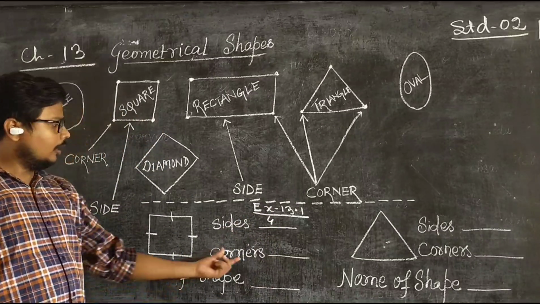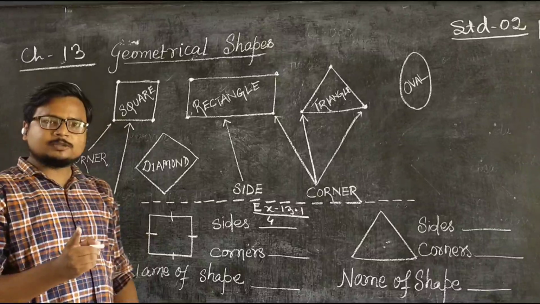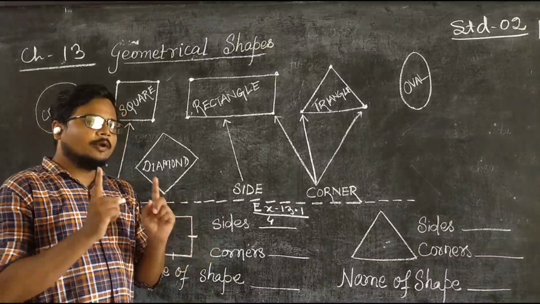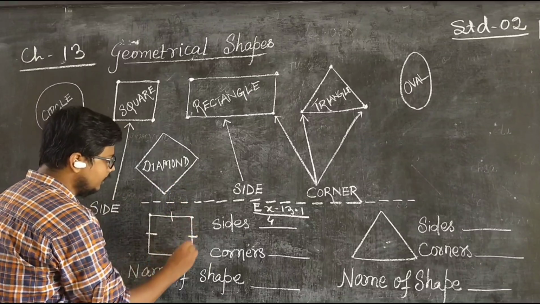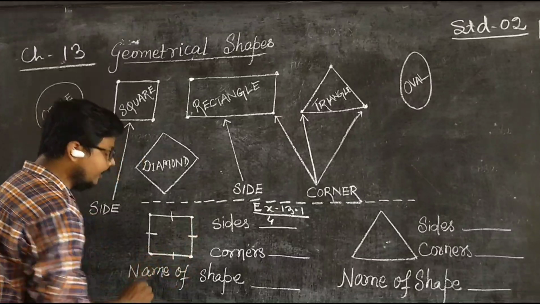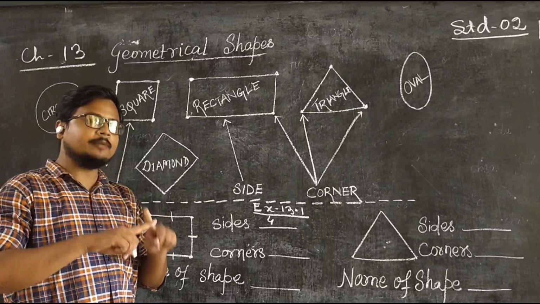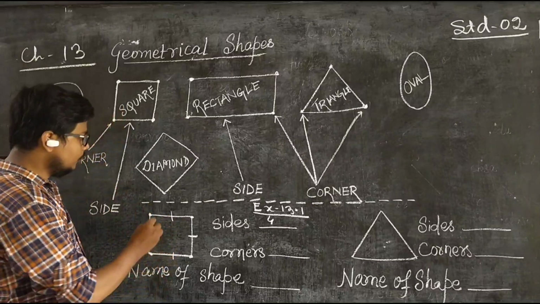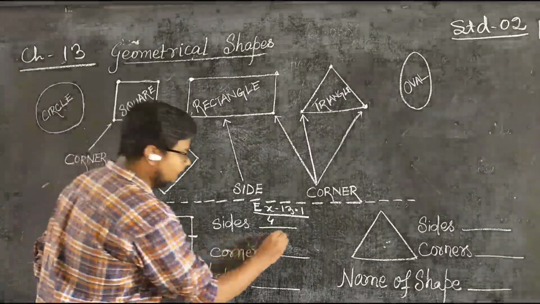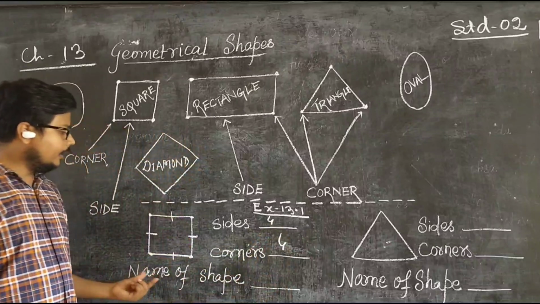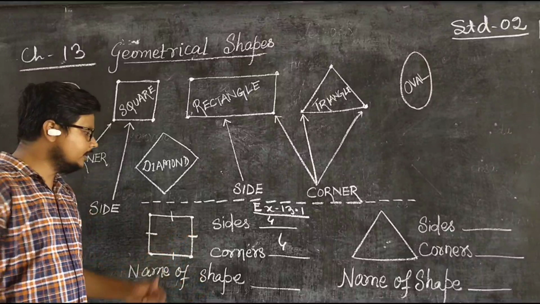Okay. Now come to corners. As I explained to you, what is a corner? Where 2 lines meet, that point is known as a corner. So as you can see here, 1, 2, 3, 4. There are 4 corners. And the name of the shape? Everybody knows this is a square.